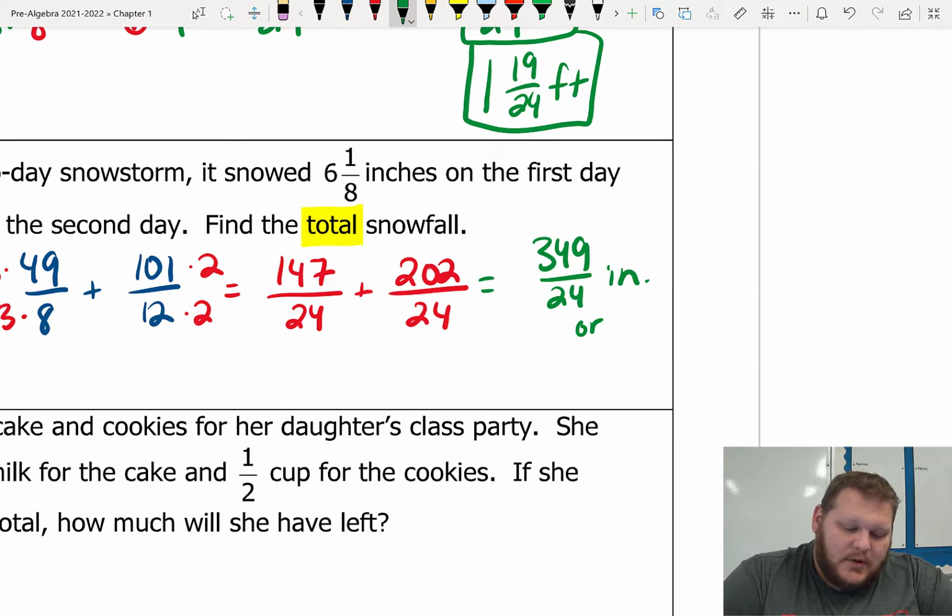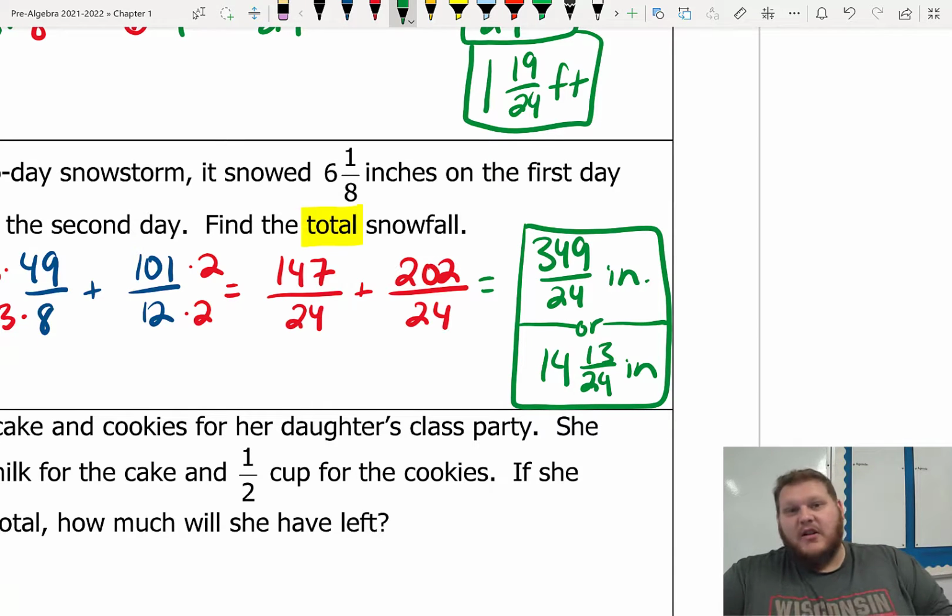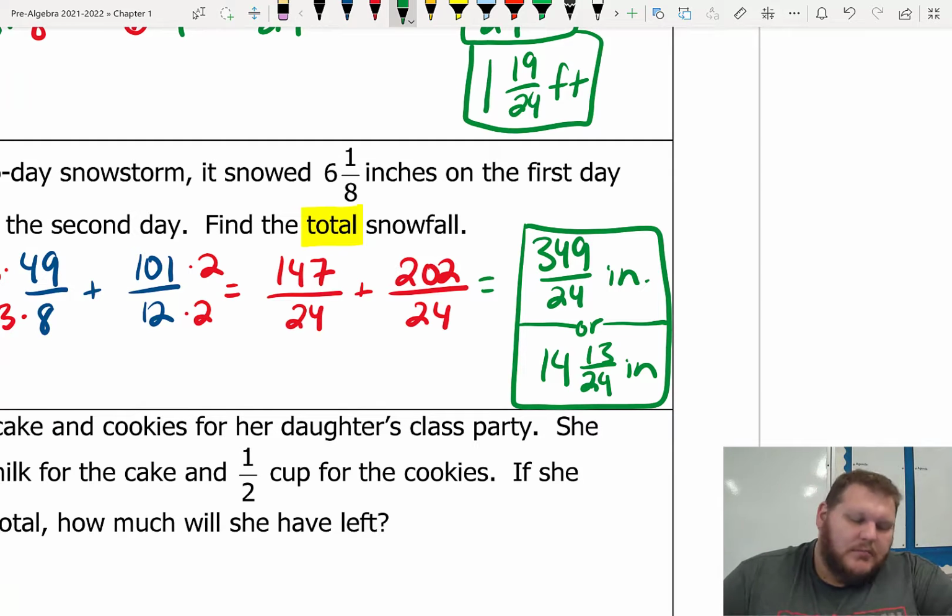calculator for that. So 24 goes into 349. Obviously, use a calculator, divide 349 by 24. It goes into it 14 whole times, which gives us 13 24ths left over. But again, either way, if you don't want to convert it into a mixed number because you don't care to know approximately how many inches it was in total, that's fine.